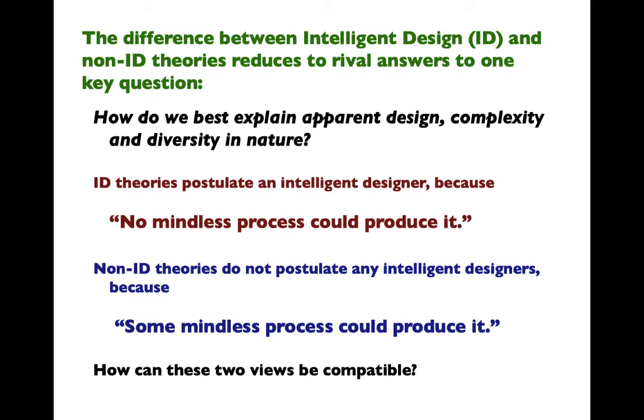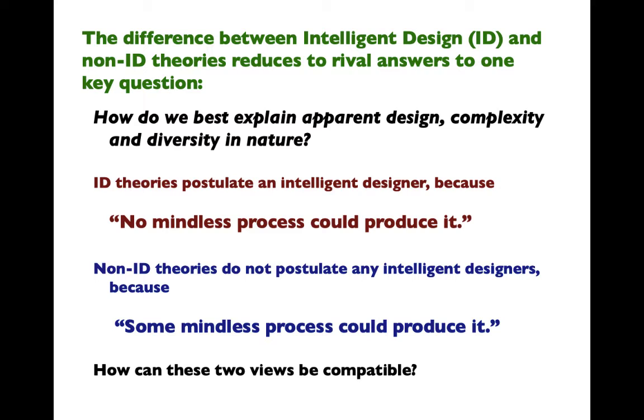ID theories postulate an intelligent designer because such theories presume this, that no mindless process could produce it. Contrast that with non-ID theories that do not postulate any intelligent designers because on these theories, it's possible that some mindless process could produce it. One says no mindless process could produce amazing complexity, and the other says some mindless process could produce it. Those are contradictory views. Only one can be true. They both can't be false, and they both can't be true. When one's true, the other's got to be false.